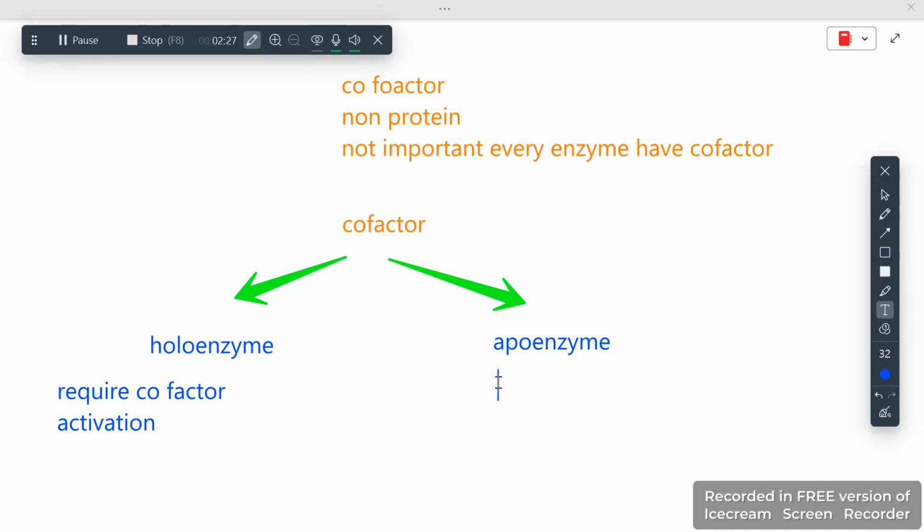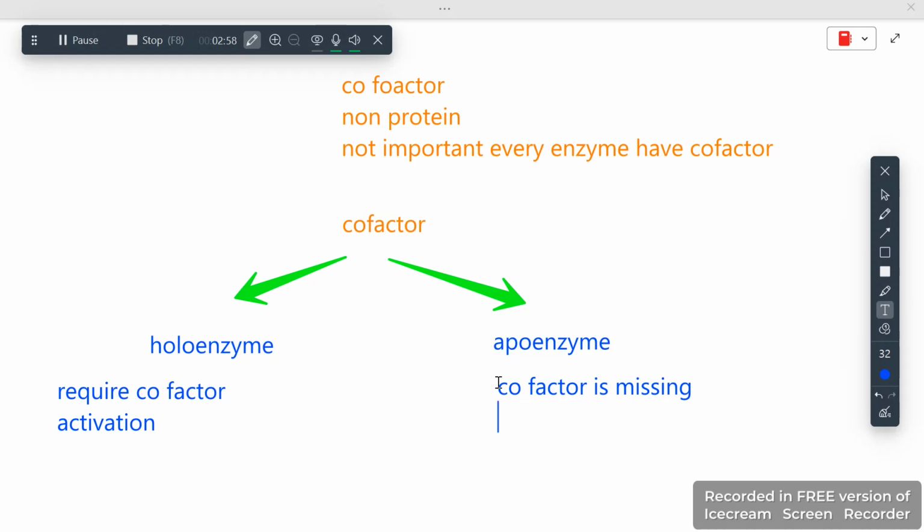And apoenzyme is simply, if you compare, if holoenzyme does have a cofactor, the apoenzyme won't be having it, so the cofactor is missing. This means for the activation no cofactor is required. This will still work, but will not need any kind of cofactor.